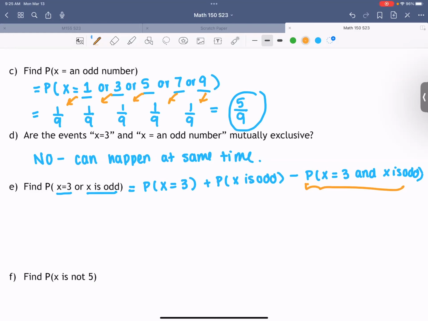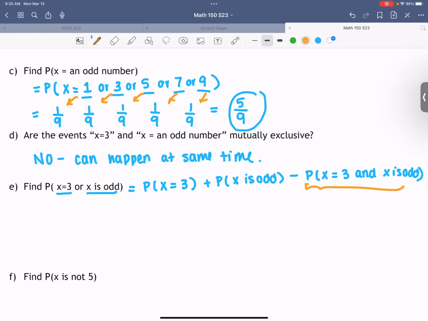Yeah, so is there any situation? Okay, if x is 3, then it's going to be odd, right? Are there any odd numbers that aren't 3 that would also count as x equals 3? Well, the only odd number is 3, right? So the only way we can have x is 3 and x is odd, the only situation where that's true is if x is 3, right?